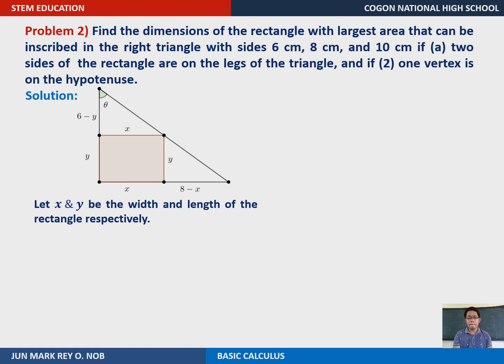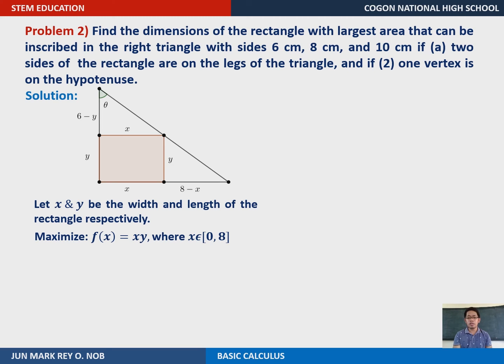centimeters. Right, let x and y be the width and the length of the rectangle respectively, because again we are tasked to determine the dimensions of the inscribed rectangle with the largest or the maximum area. So maximize our area denoted by f of x equal to the product of x and y, where x should be between 0 and 8. Of course, 8 because that's the maximum width of the triangle.